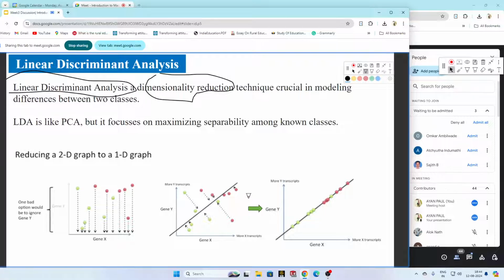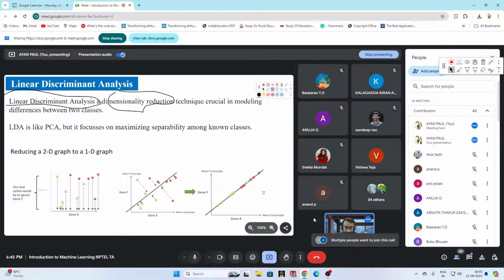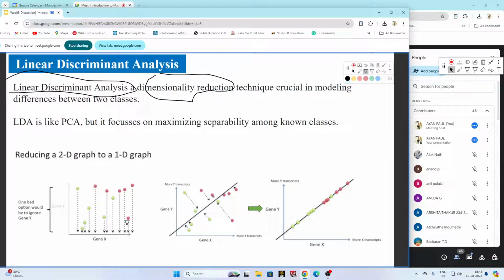Again I am repeating, we have two genes, gene X and gene Y. One method is directly dropping the input, which is known as feature selection. The problem is if we directly drop off one input, like if we directly drop off Y, all the information of that particular input is lost, and it affects the outcome of your machine learning model. So that we do not want.